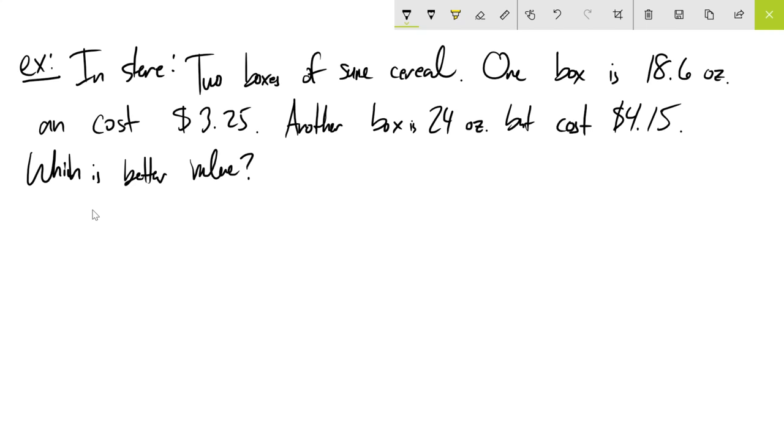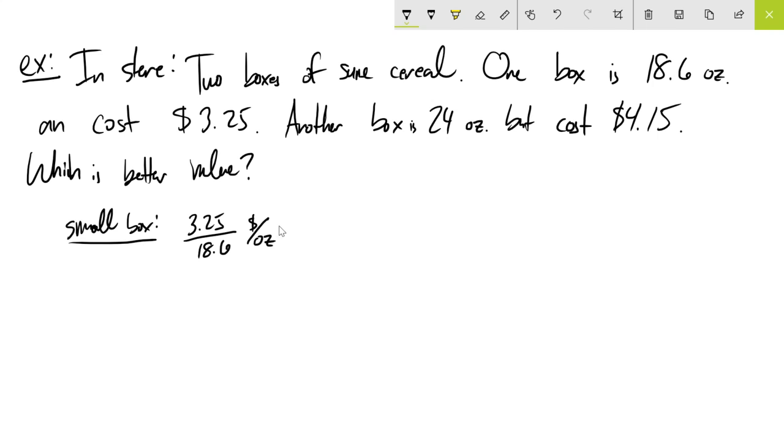So for the smaller box, we could figure out, how much are you getting? Now, do you think it's more typical to do dollars per ounces or ounces per dollar? Yeah, most of us think in dollars per ounces because we're thinking money-wise, and we want to see a low dollar amount. You could do it the other way, but dollars per ounces. So let's go dollars per ounces, which means the dollar amount is $3.25, and we want to divide by 18.6. And so it's dollars over ounces.